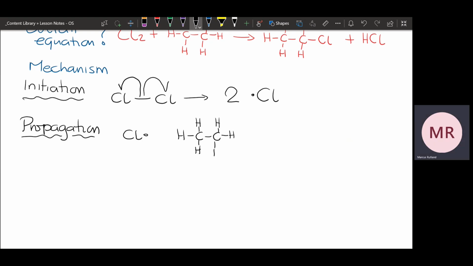Again, it doesn't matter where you show it attacking, but what does matter is your arrows. One arrow from the unpaired electron into the space where the new bond is forming, the other arrow from the existing bond, the CH bond, into that space, and then also an arrow from that bond onto the carbon. Remember, just half-headed, so a hook on one side to show one electron moving. That then takes you to the situation where you've got an HCl, and then you've made an ethyl radical. So where the hydrogen came off, you've got an unpaired electron like that.